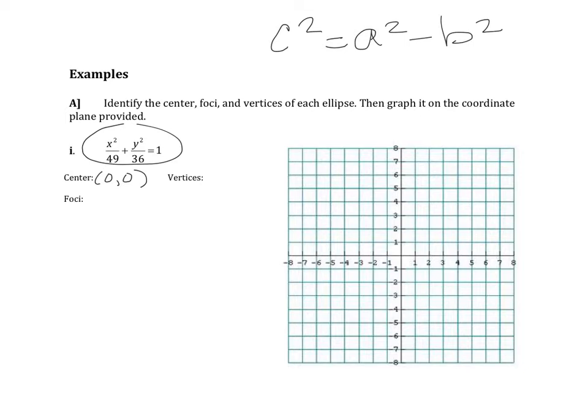Okay, again, similar to the circle, right? If it wasn't at 0, 0, we would see some translation happening with the x and the y squared. So this center is at 0, 0. And sometimes, personally, it's easier to look at the equation and draw it first before I try to figure out what the vertices and the foci are.